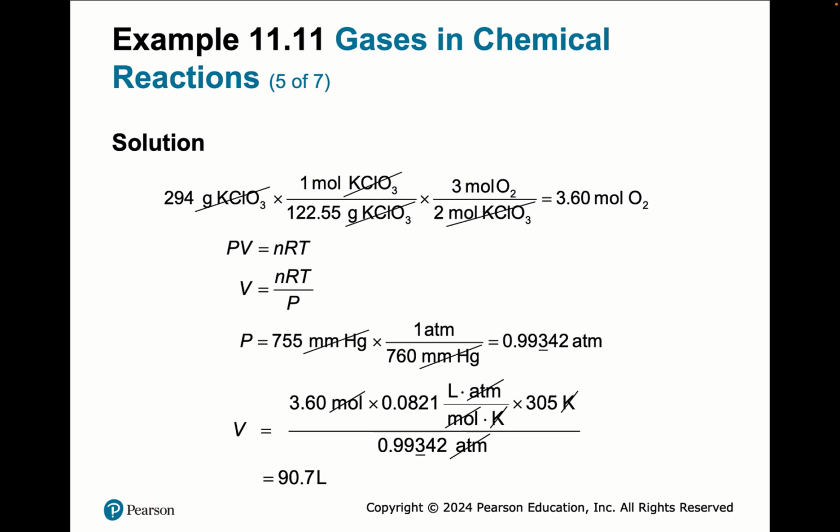Now we're left with moles of oxygen. So, ideal gas law, PV equals nRT. Solve for the volume, include the numbers, change the pressure to a little under an atmosphere, and then solve for the volume, again making sure the temperature is in Kelvin. The answer is 90.7 liters.